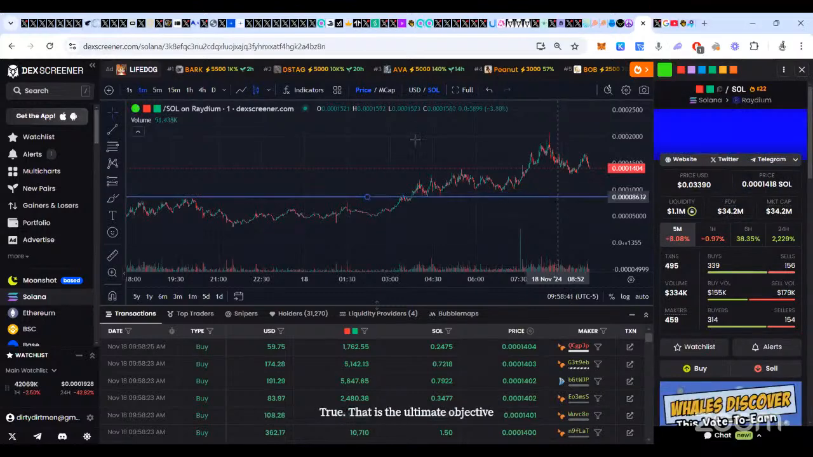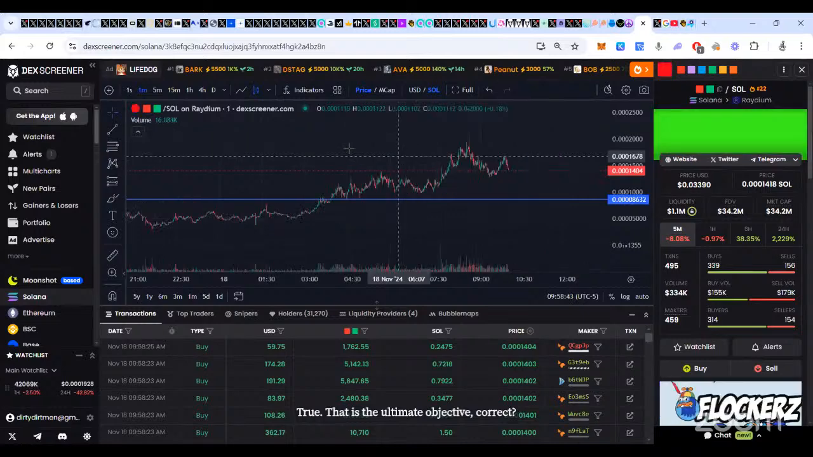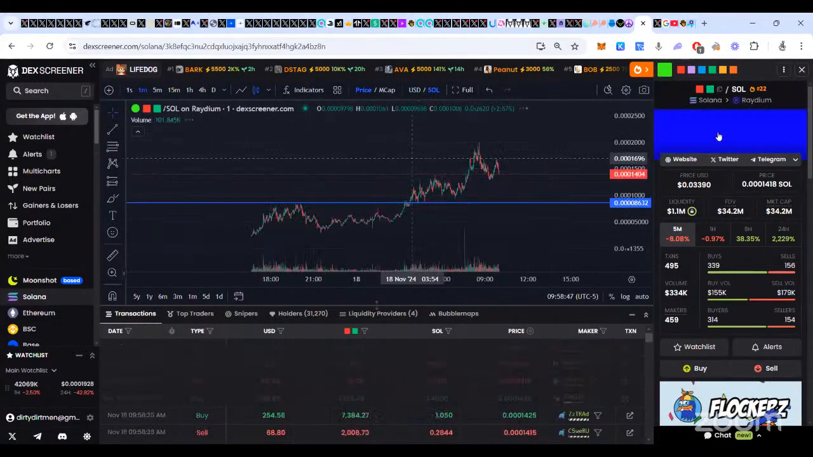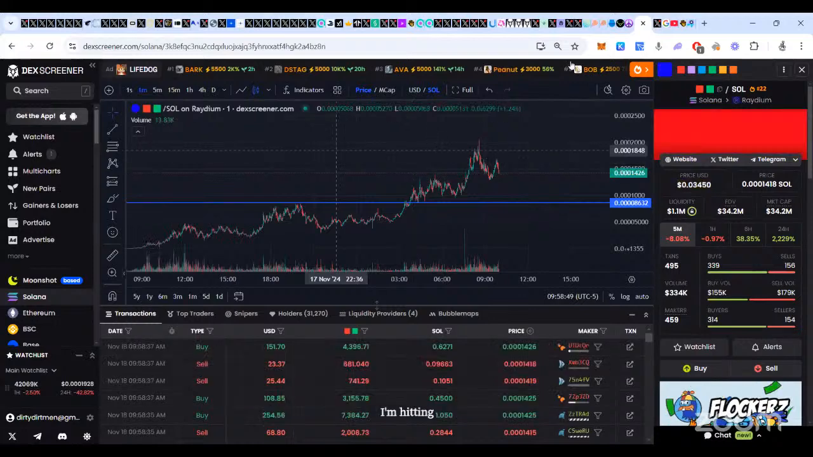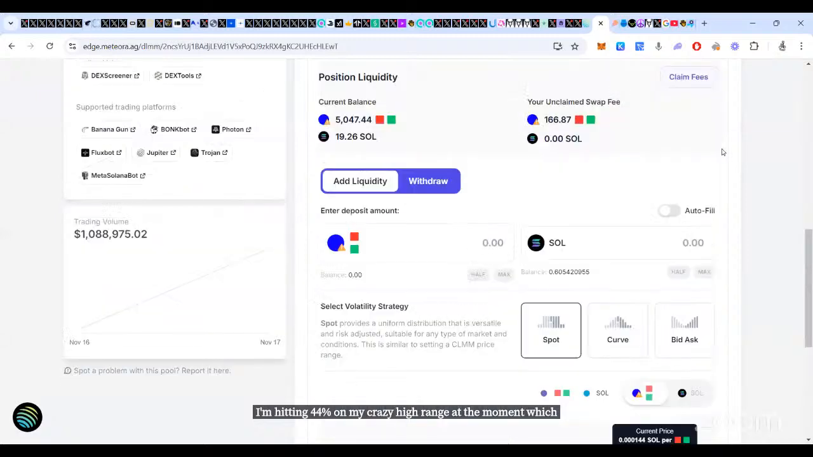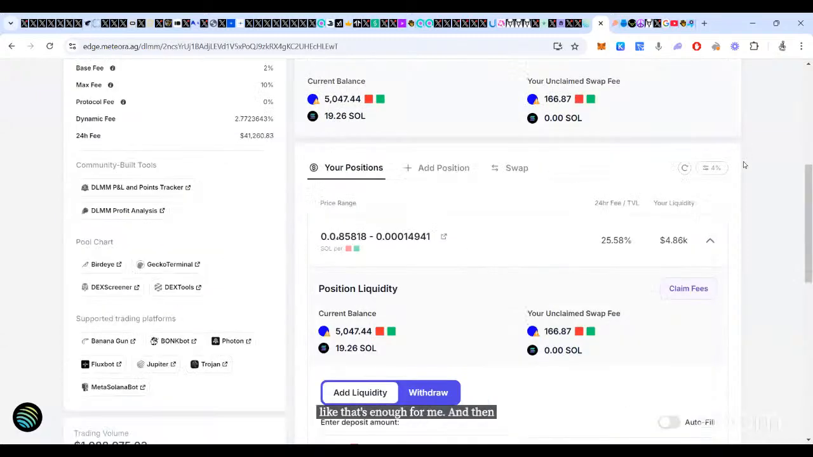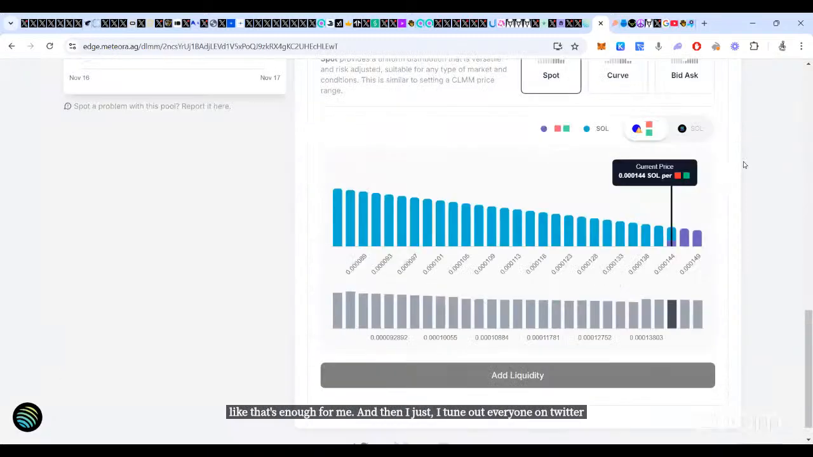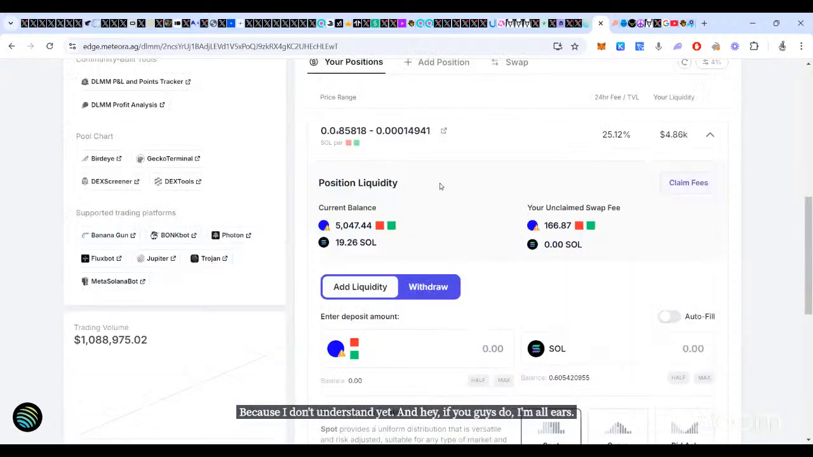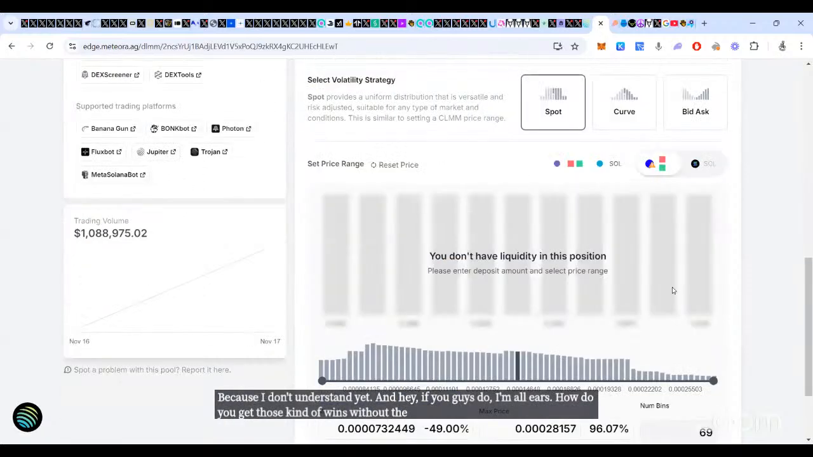Correct. But even on this, I don't know what it's called, the red green one, I'm hitting 44% on my crazy high range at the moment, which is enough for me. And then I tune out everyone on Twitter showing their incredible returns because I don't understand yet. And hey, if you guys do, I'm all ears. How do you get those kind of wins without the corresponding downside?